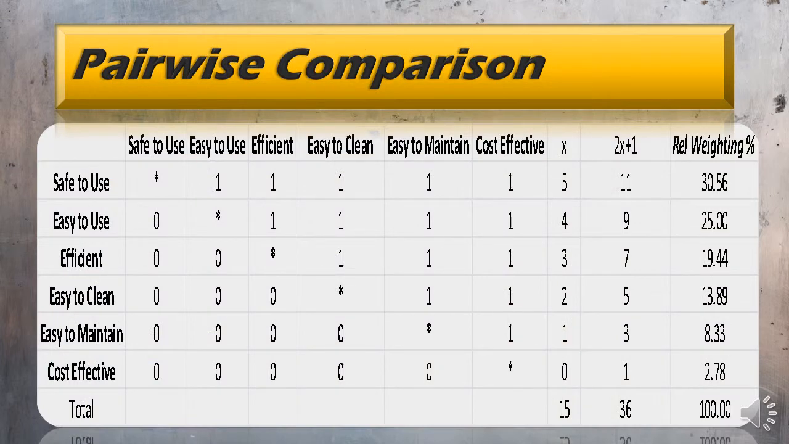Here we have the pairwise comparison, in which we calculated the relative weightings of each objective. As can be seen, safety of use is the most prioritized objective.